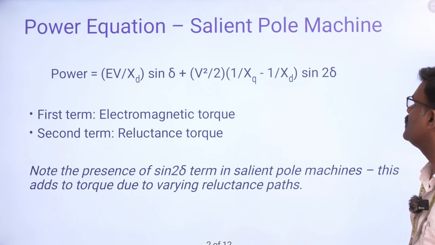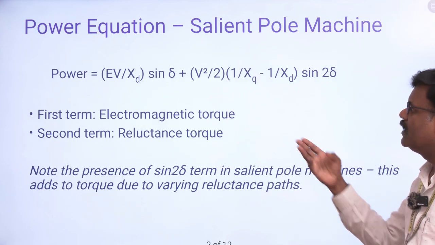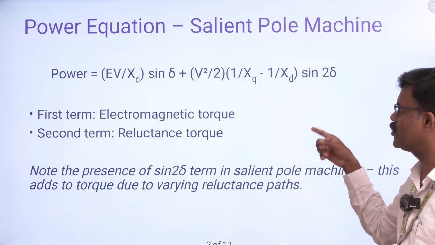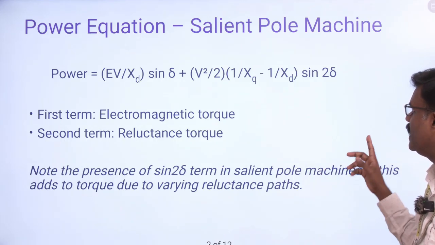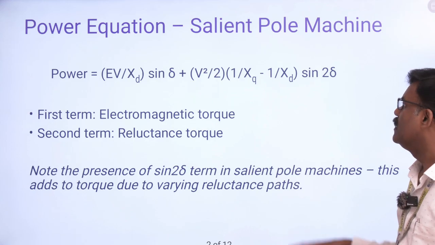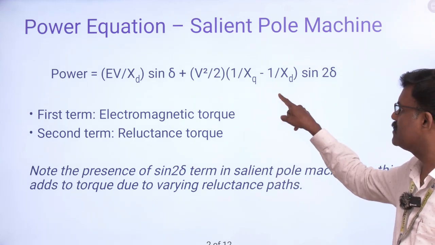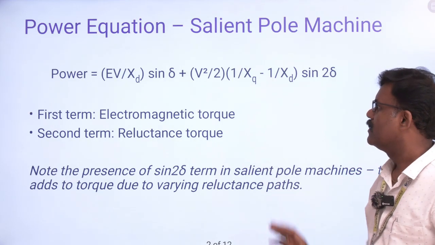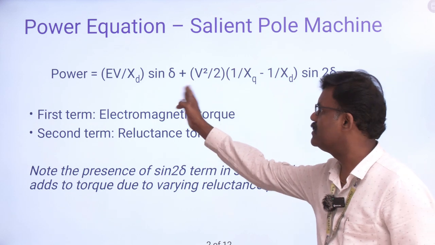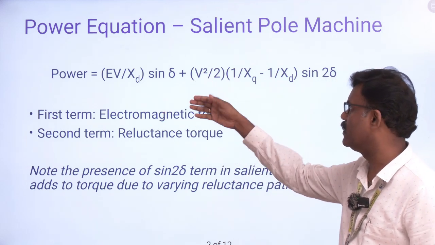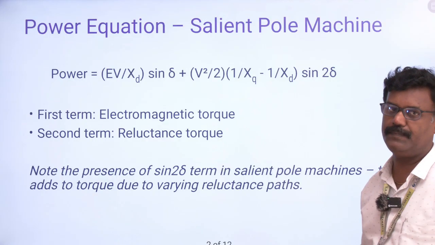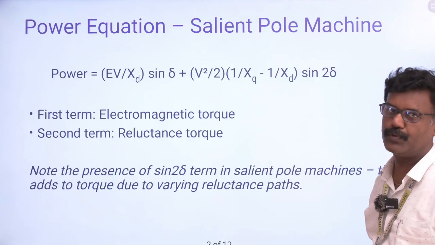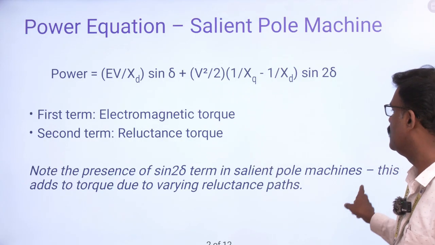Next, power equation of salient pole machine. It is given as EV by XD sin delta plus V square by 2 into 1 by XQ minus 1 by XD into sin 2 delta. Here XQ and XD are the reactances of the quadrature axis and direct axis. There are two terms. The first term defines the electromagnetic torque. The second term defines the reluctance torque. So the overall torque put together is greater compared to the non-salient pole.